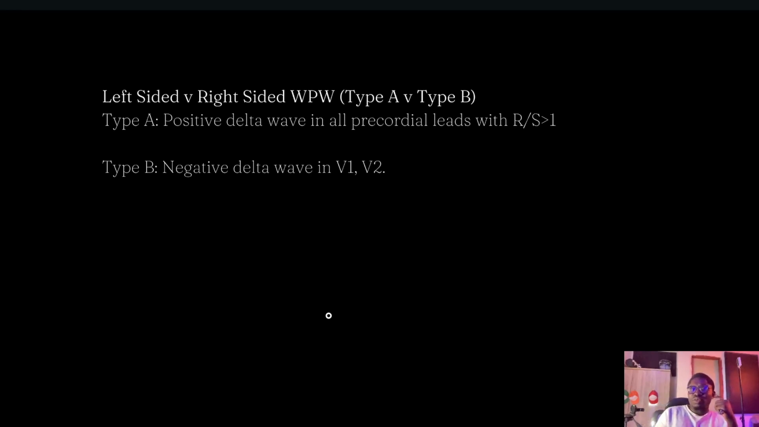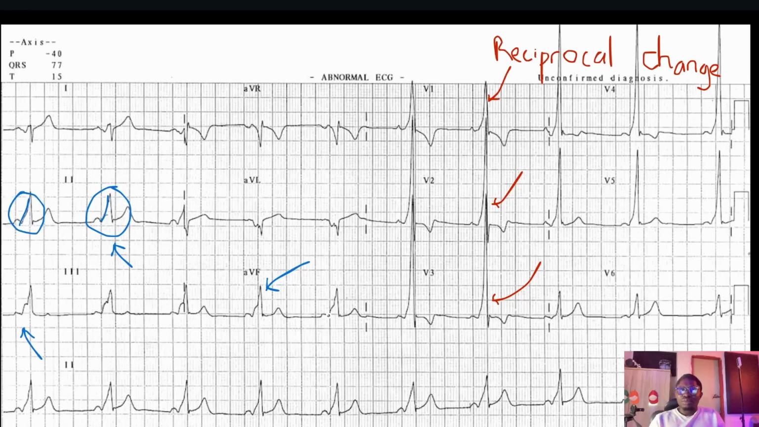Left-sided versus right-sided Wolf Parkinson White. Sometimes you have to understand how to notice and distinguish this, right? So a positive delta wave in all precordial leads is type A. It's called a type A or left-sided Wolf Parkinson White syndrome. Positive delta wave, right? In all precordial leads. We can see it here. So this is what we call a type A Wolf Parkinson White syndrome.